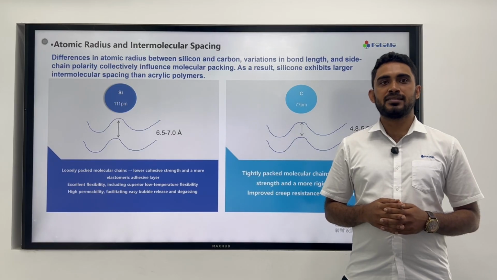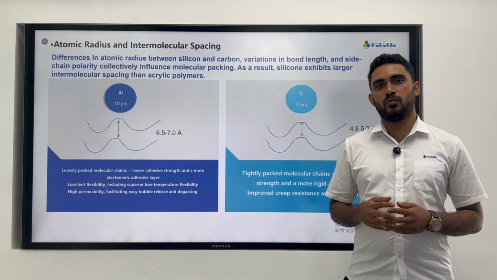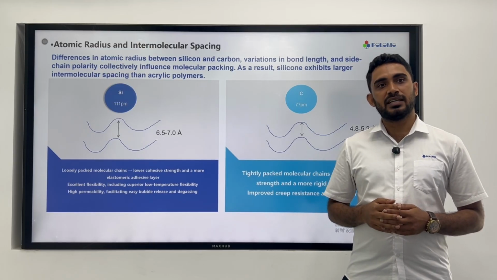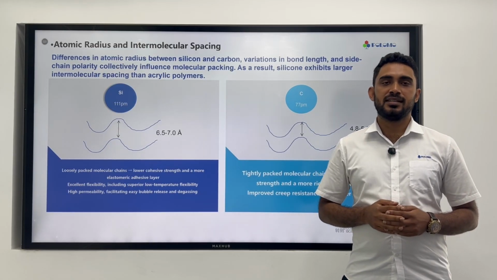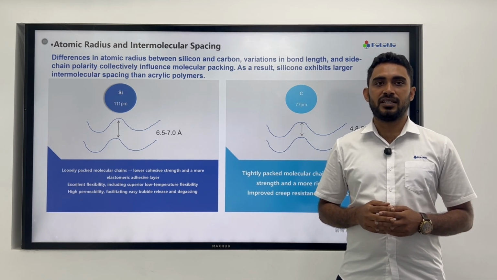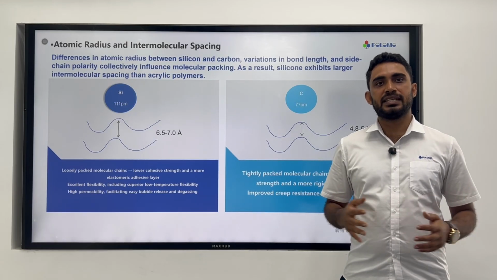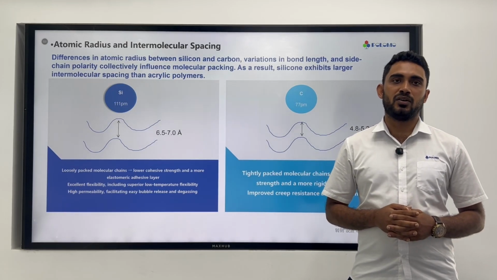This also makes silicone compatible with a wide range of polarizers. Polarizer failure is a major industry pain point. Silicone's breathability reduces that risk significantly. So, large spacing means easy processing, fewer reworks, lower cost.